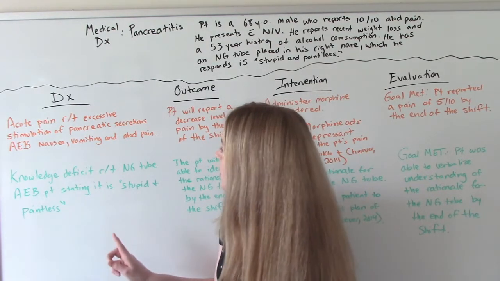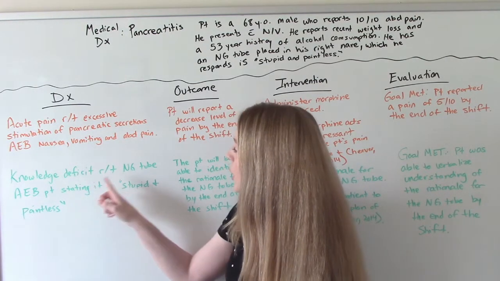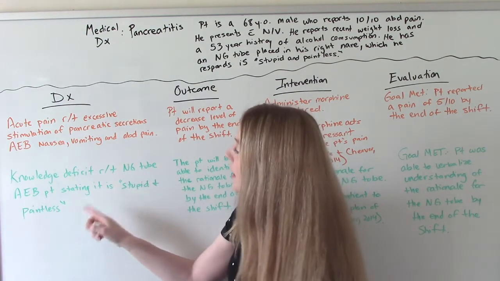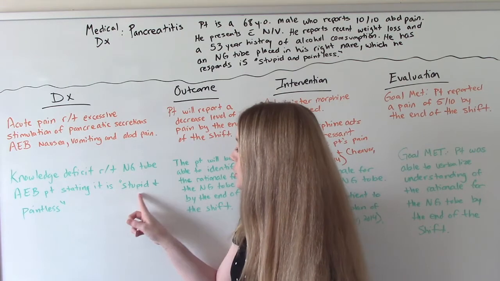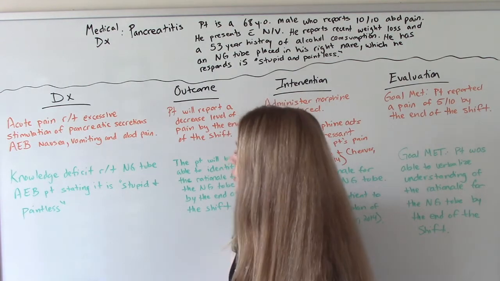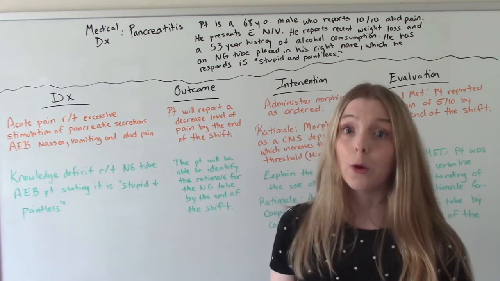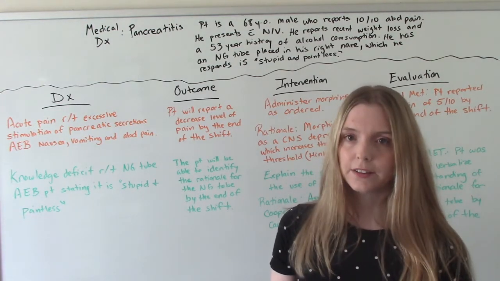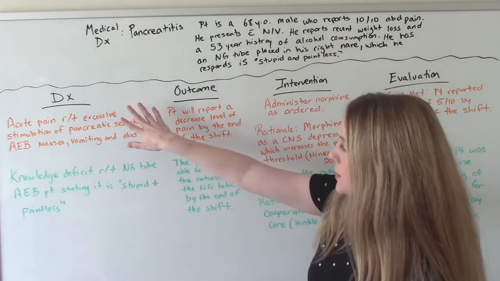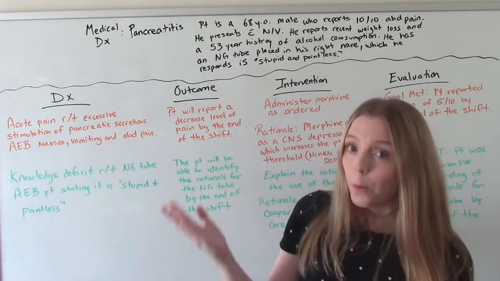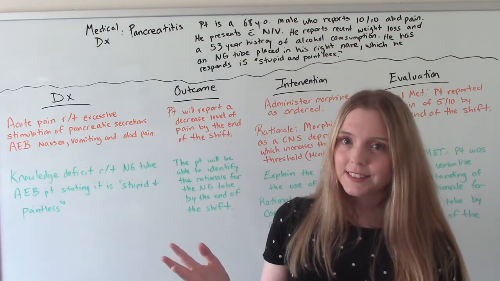So our second diagnosis is knowledge deficit related to the NG tube as evidenced by the patient stating it is stupid and pointless. So they don't understand why they need that NG tube and how it's helping them. So we need to address that. Just like we need to address the pain, we also need to address their education. Both are important.